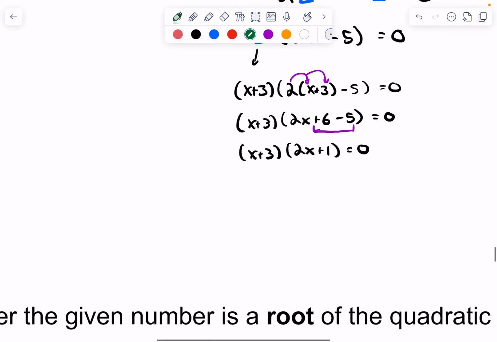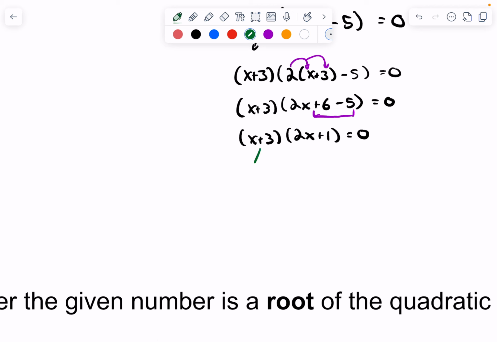But solving the problem says find the x values and make it 0. So take your first factor, which is x plus 3, set it to 0. So bring the 3 over. X equals minus 3. That is one solution.